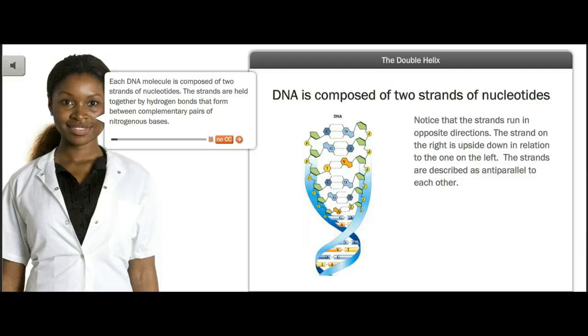Each DNA molecule is composed of two strands of nucleotides. The strands are held together by hydrogen bonds that form between complementary pairs of nitrogenous bases. The two strands of a DNA molecule spiral around each other to form a double helix. A double helix is a geometrical shape that is composed of two strands that coil around the same axis.